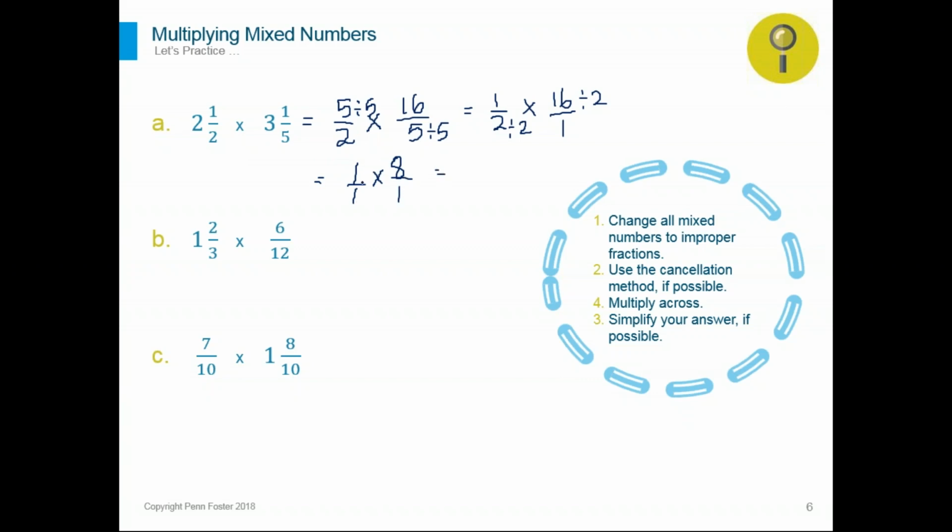Now, nothing common between these four numbers, then multiply across. 1 times 8 is 8. 1 times 1 is a 1. 8 over 1 is a whole number 8, and this is your product. Any question about the first question A on the screen?